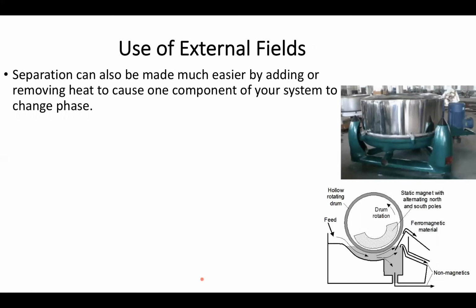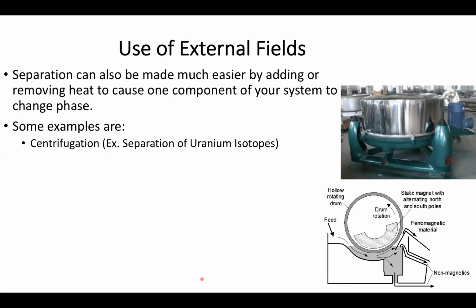But sometimes you're actually really lucky and you can use this fourth technique, which is the use of external fields. And this is fantastic because one of the things you can do is be very lucky and use an external field such as gravity or density to separate species based on things like weight. So a great example of this is centrifugation.